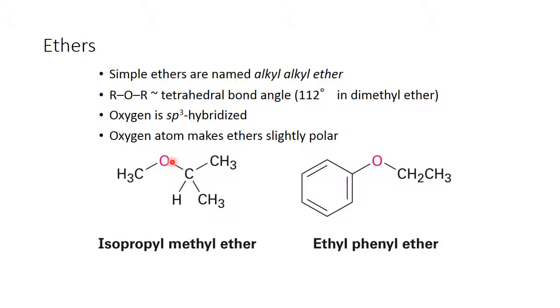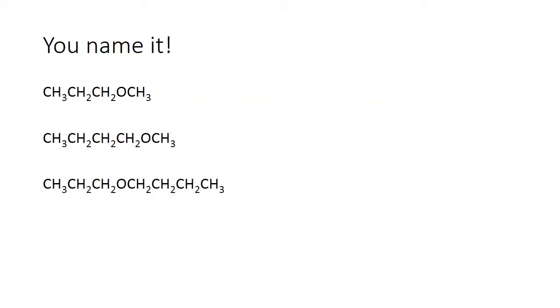and the oxygen, because it has non-bonding pairs on it, is very slightly polar. An ether will hydrogen bond to water, and you can get a small amount of water solubility if you don't have too many carbons. The ethyl phenyl ether would have very little water solubility, but the isopropyl methyl ether, because there's only 4 carbons, would have some. So go ahead and name these according to common nomenclature.